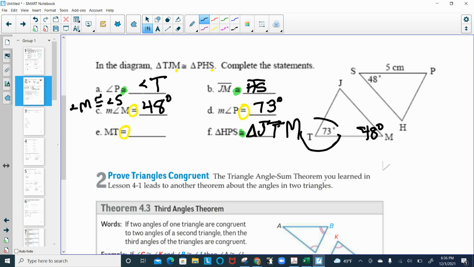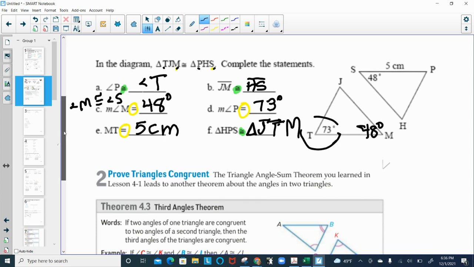And then this MT means one of the sides. So M to T is the same thing as S to P. We know that S to P is 5 centimeters. So is MT. So hopefully that gives you a little bit of numbers to help you out there.